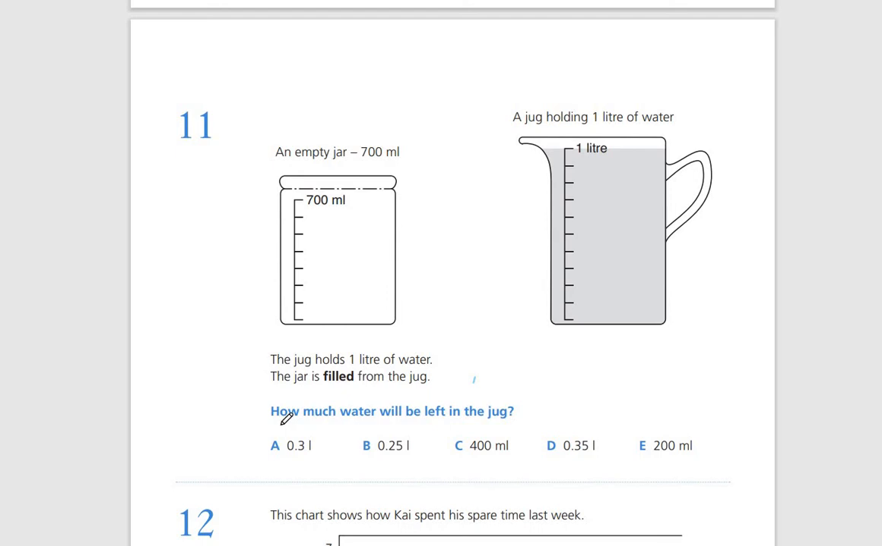So 300, if you work it out, you will divide it by 1,000, sorry, because there is actually 1,000 milliliters in a liter, giving us 0.3 liters. Not B, not C, not D, not E.